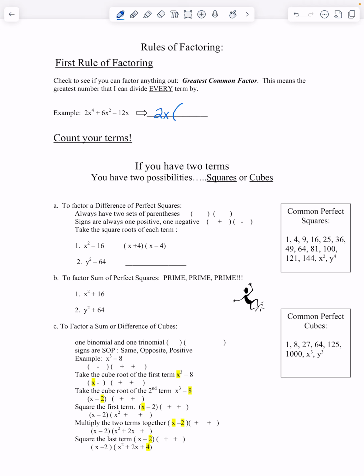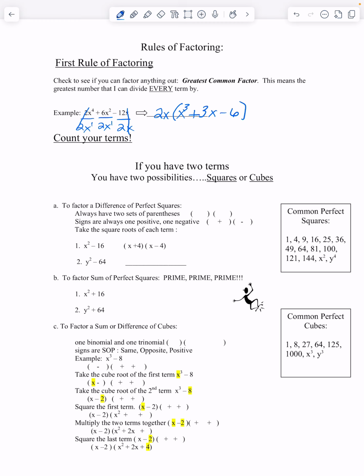When I do that, I'm going to take each of the terms and divide by the GCF. So you can see in my first term, the 2's are going to cancel out. When we're dividing exponents, we actually subtract. So this would be x to the 4 minus 1, which is x cubed, plus 6 divided by 2 is 3. X squared divided by x to the first, we subtract those exponents, and I get x. These x's are going to cancel out, and 12 divided by 2 is 6.